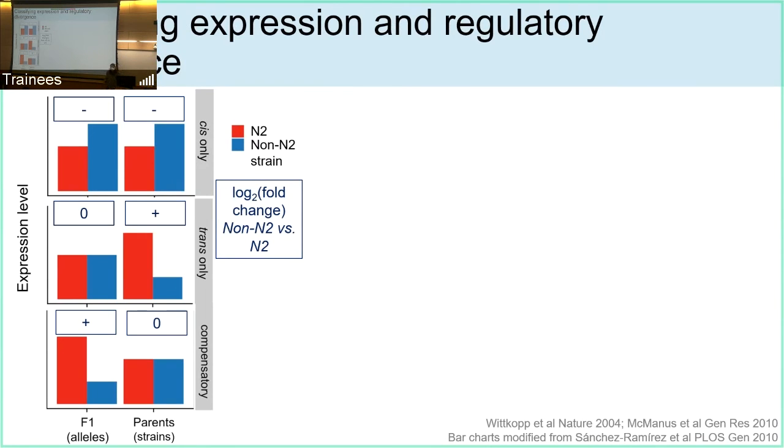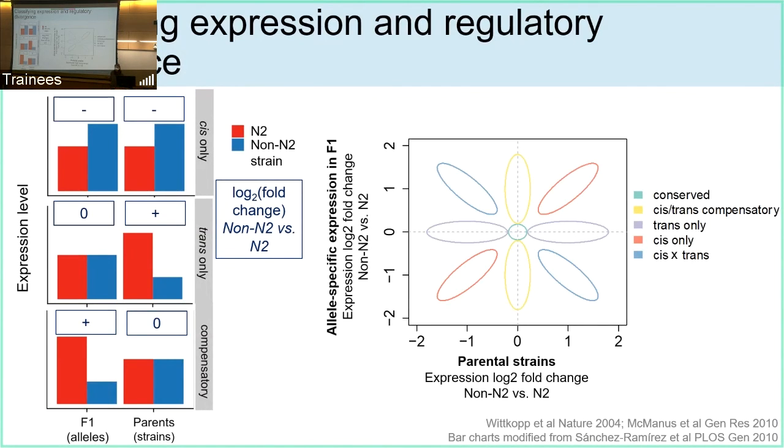We could also see a case where there was a difference between the alleles, but no difference between the parents. So the difference between the alleles tells us there's a cis-regulatory change. The fact that we don't see it in the parents suggests that there would be something compensating for this, so a compensatory trans-regulatory difference.